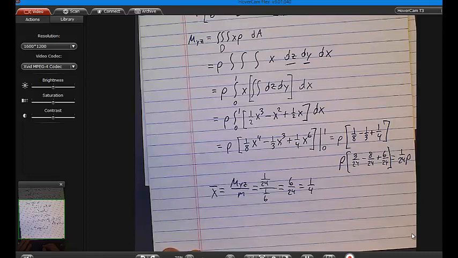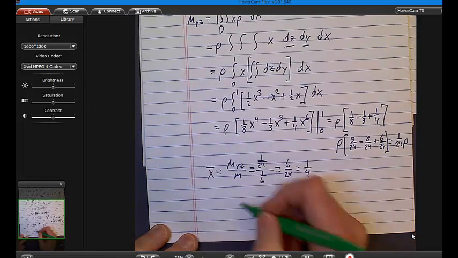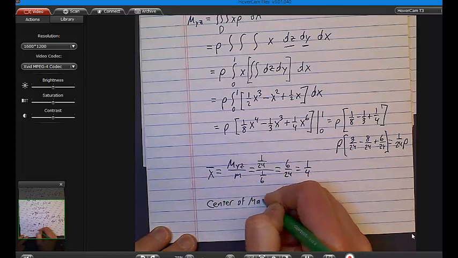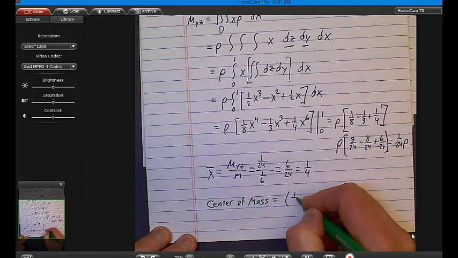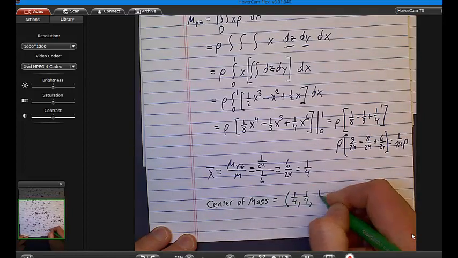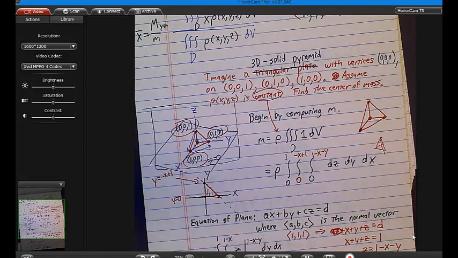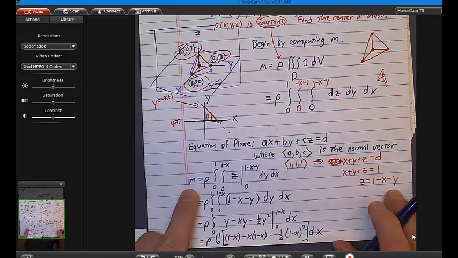Does that make sense? If you believe that, then the center of mass would be, by symmetry, 1/4, 1/4, 1/4. Basically what I did, guys, when I did my computations, I wrote down M.